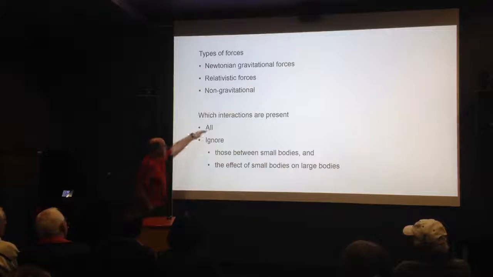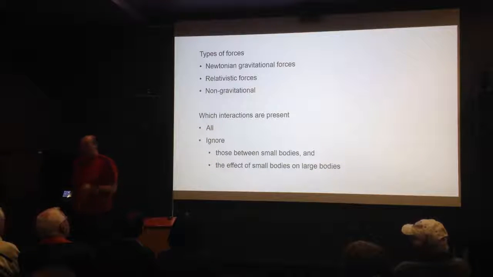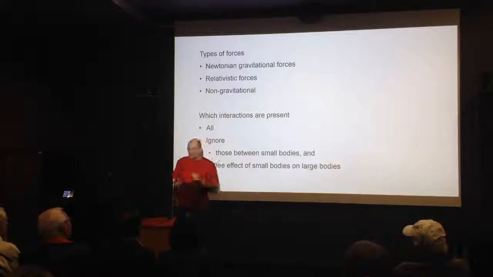So this is what I mean here. You look at all the interactions. So in this room, there'll be about 1,250 interactions. There's another possibility that applies when a lot of the bodies are very small. What you do then is you ignore the interactions between the small bodies.